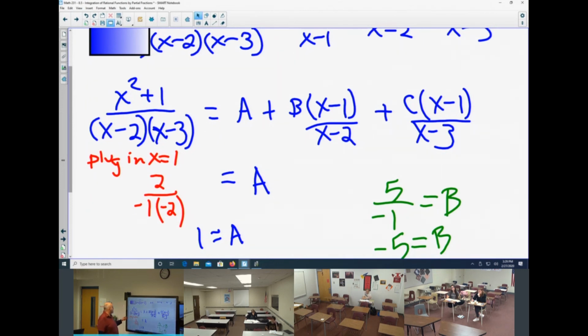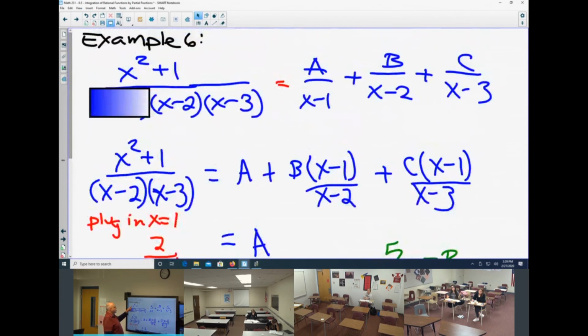Using this method, you can pretty much find A, B, and C in your head, or pretty close. So let's do it again. Let's say I want to find B now. I cover up that factor and I plug in 2. So 2 squared is 4 plus 1 is 5, over 1 times negative 1, so negative 1. So 5 over negative 1, B is negative 5.